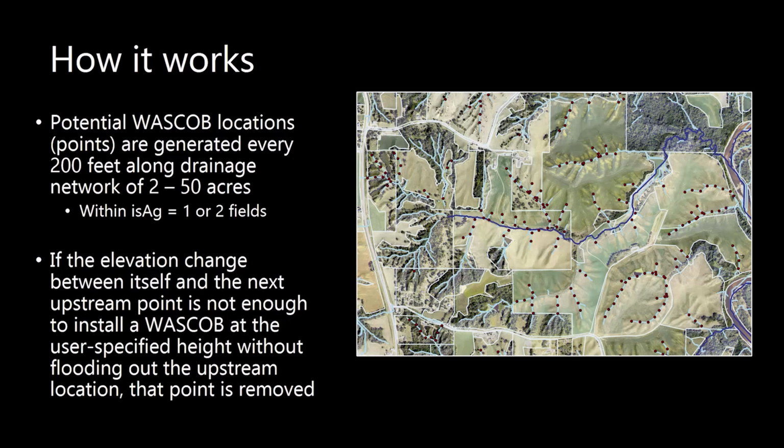Here's a brief explanation of how the tool works. Flow paths that drain at least 2 to 50 acres are found, and then points are created every 200 feet along those flow paths. These points must be within agricultural fields. Pasture is included in this case, so the ISAG value can be equal to 1 or 2. We then test to make sure that there won't be flooding happening. So if the elevation change between one point and the next upstream point is not enough, and that upstream point would be flooded out, the point is removed.